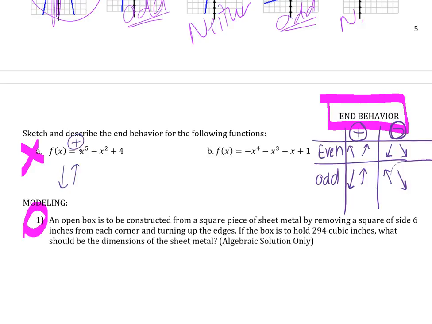Now, when I describe my end behavior, I use what's called limit notation. So I say, as x approaches negative infinity. That's a fancy way of saying you're looking to the left. As you're looking to the left, you would expect your function to be going down, which means f of x is approaching negative infinity. That's essentially what that's saying. As x approaches infinity, so as you look to the right, I'd expect my function to go up. So f of x is approaching infinity. Done.